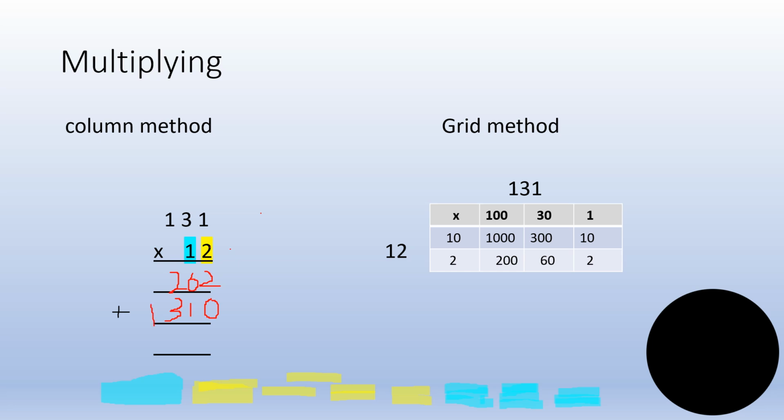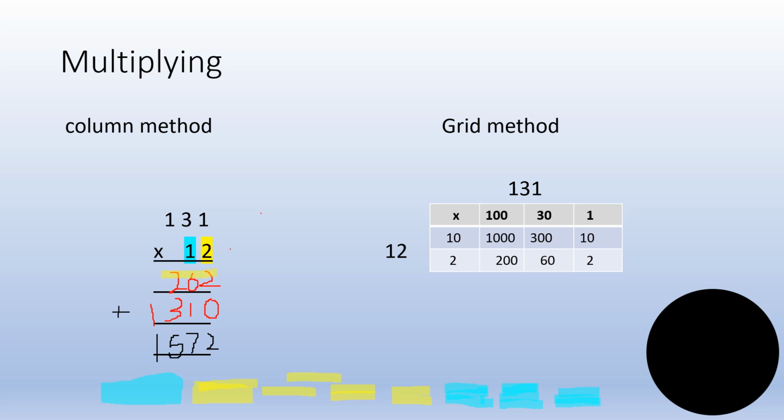What I need to do then is add my two answers together. 2 add 0 would give me 2. 6 add 1 gives me 7. 2 add 3 is 5. And then I've got 1. So that gives me a final answer of 1572. I'll just highlight using the colours that I've chosen for the 2 and the 1.